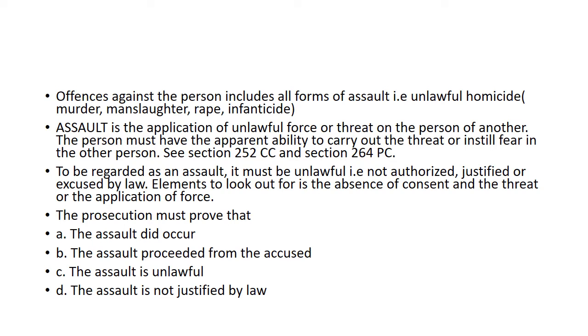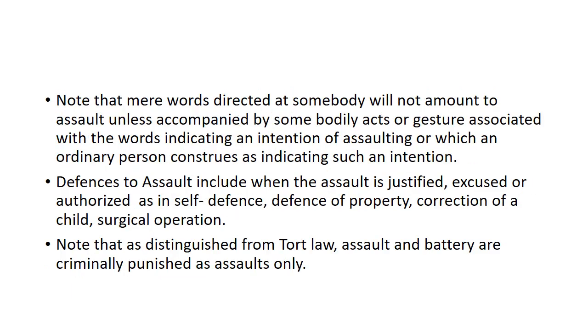However, the elements to look out for, in the absence of consent and the threat or application of force, include what the prosecution must prove. One, that the assault did occur. Two, that the assault proceeded from the accused person. Three, that the assault is unlawful, like we have said, and that it is not justified by law.